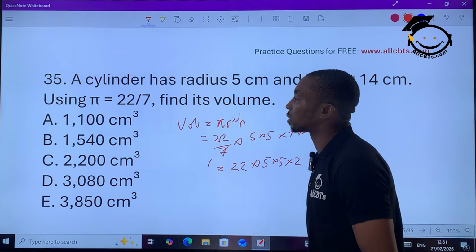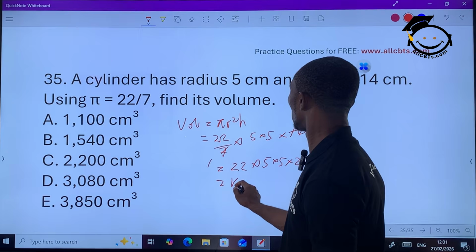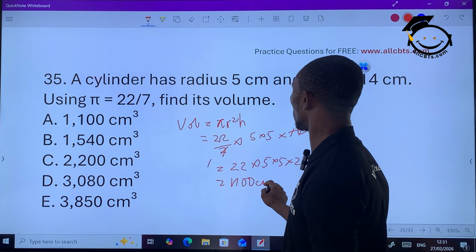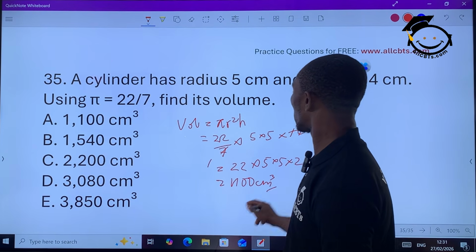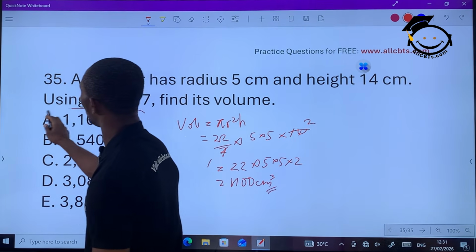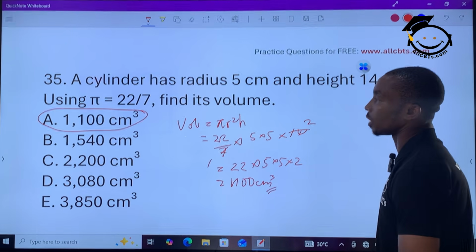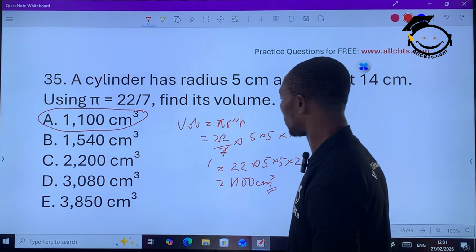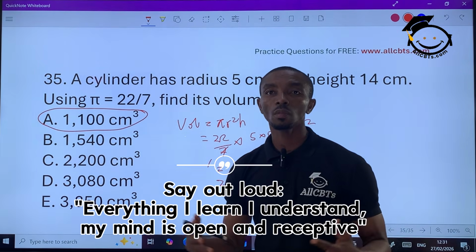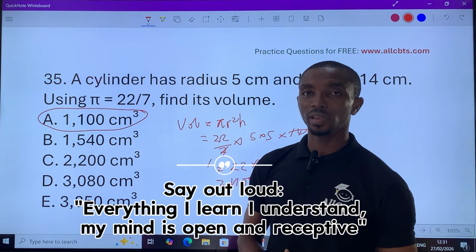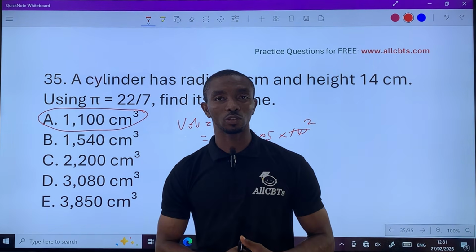Gives us 1,100 centimeter cube as our volume. So the volume of our cylinder would be 1,100 centimeter cube.